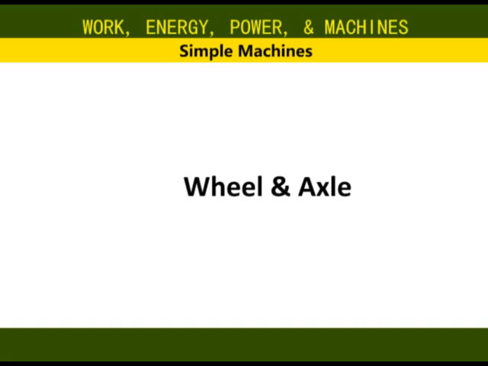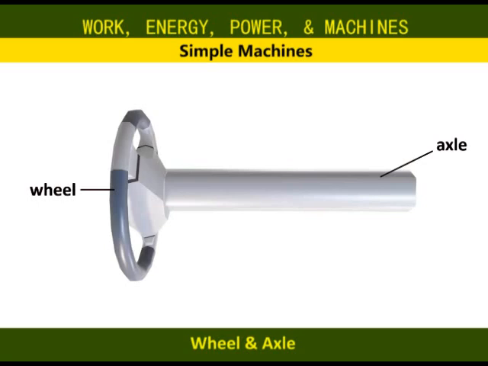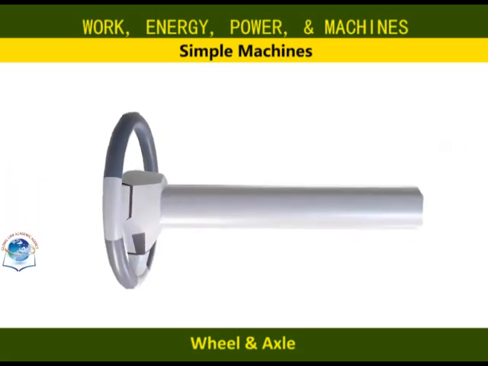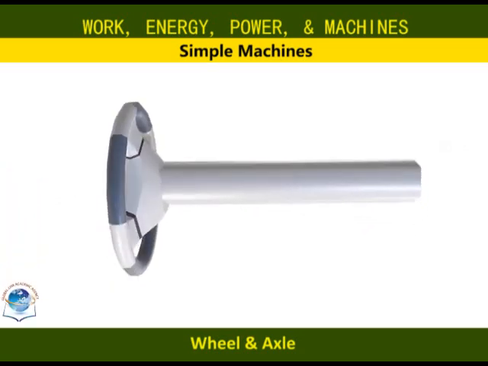Next simple machine is wheel and axle. The wheel and axle is a modified form of the wheel in which a shaft or a wheel of a smaller diameter called the axle is attached to a larger wheel. Moving the wheel results in movement of the axle and vice versa.